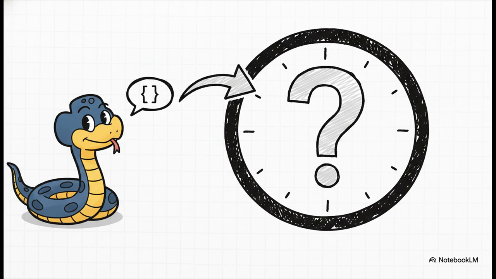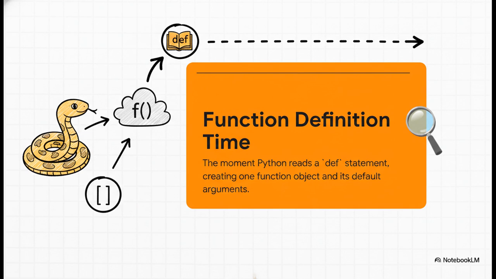So here's the first big clue. It all comes down to timing. The entire problem boils down to one simple question. When exactly does Python create that empty list that you see in the function definition? The answer is probably not when you think. And here's the answer. Python creates that default argument object only once. It happens at what we call function definition time, that split second when your program first reads the def addStudent line. In that moment, it creates the function object, it creates a single empty list, and it attaches that list to the function itself forever.